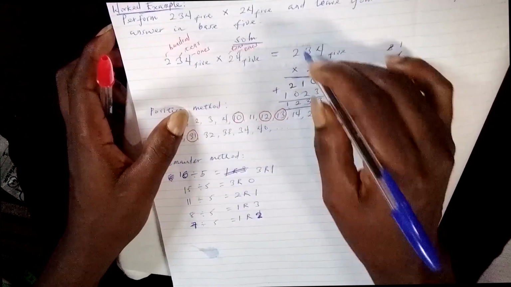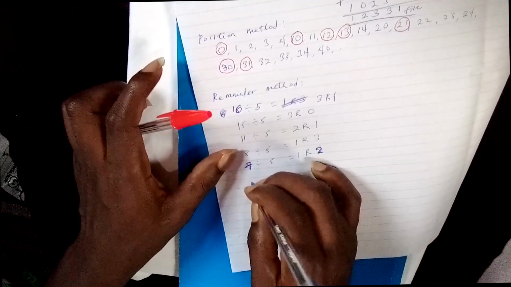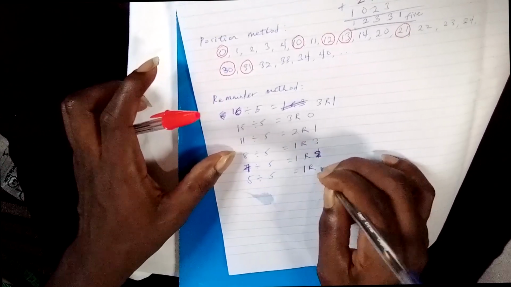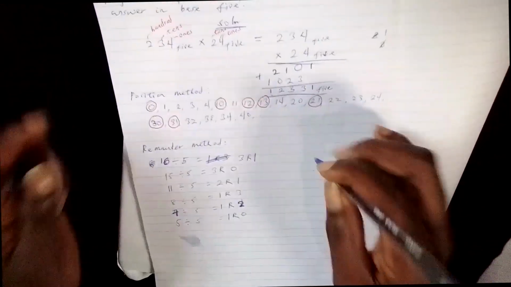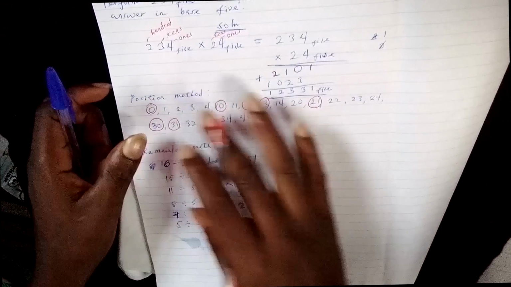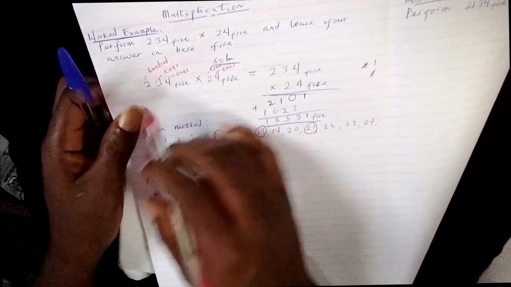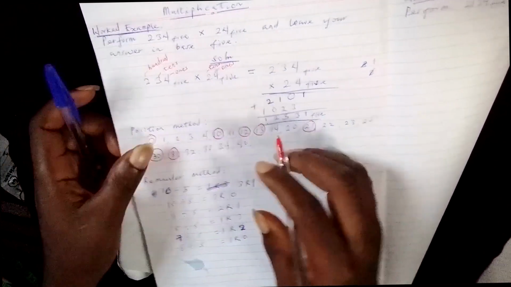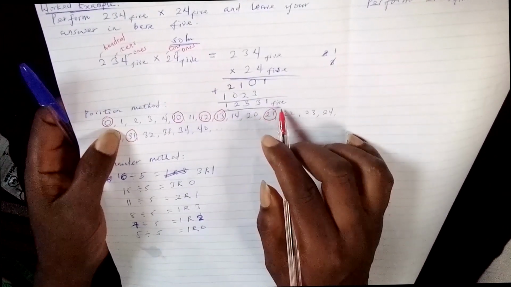Then 2 times 2 is 4, plus the remainder 1 is 5. So 5 divided by 5, which is equal to 1 remainder 0. So 1 0. That is the reason we have 1 0 here. So the addition goes the same as we applied for the position method. And this is the answer if you want to multiply 234 base 5 to 24 base 5. You will get 12331 in base 5.